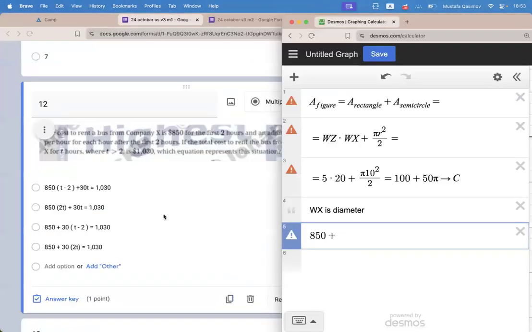What is that 1030? It is the total. It is the value of y. You can write y instead of 1030 and think of it as a function. It is for the first two hours, and the remaining time will be t minus 2 multiplied by 30. So it is C.